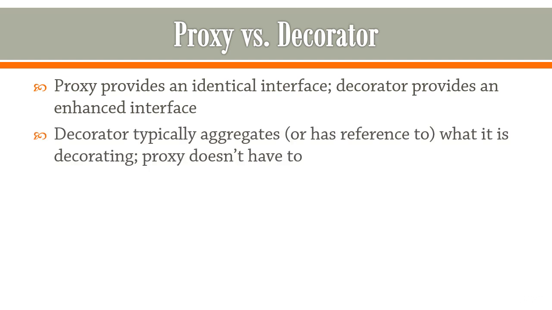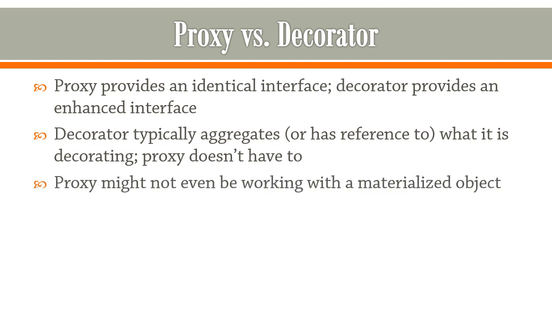Now, the decorator typically aggregates or has a reference to what it is decorating. So it typically takes the decorated object as a constructor argument. That's certainly the implementation if you have a dynamic decorator. Now, the proxy doesn't have to do this. And in actual fact, the proxy doesn't even have to work with a materialized object, an object that exists.